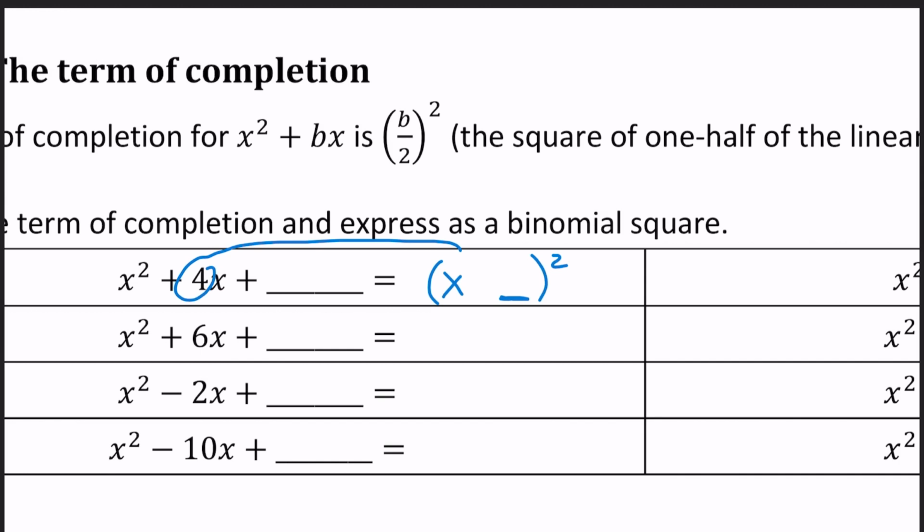So simply put, I just need to reverse the doubling process. This must be a 2. And it must be a plus 2 because of this expression here, having an x squared plus 4x.